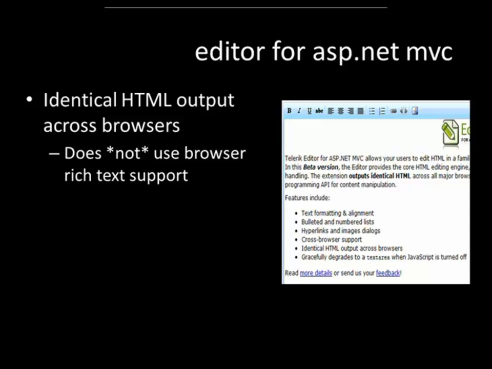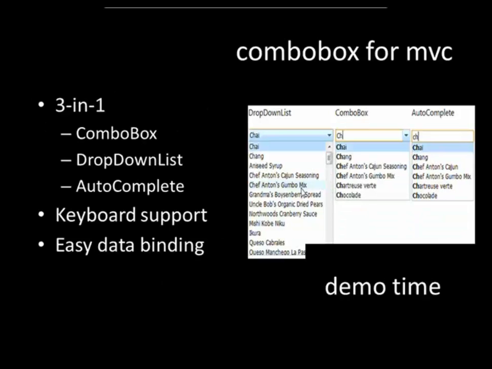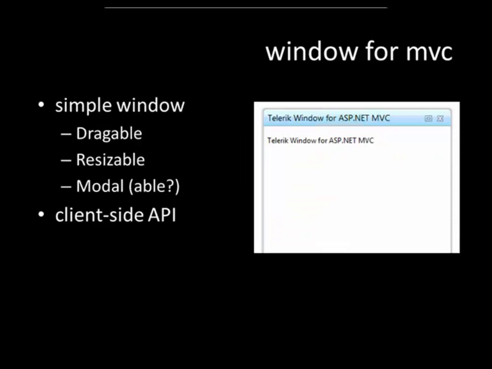Today, there's support for text formatting and alignment, bulleted and numbered lists, very basic hyperlink and image dialogues, all easy to configure via the API, and gives you an option for adding native rich text editing to MVC. Clearly just a foundational start today. And I'll show you a demo on that in just a minute. In addition to the combo box and window, the other 3 new things in this latest release, all available in the demo site I just showed you.